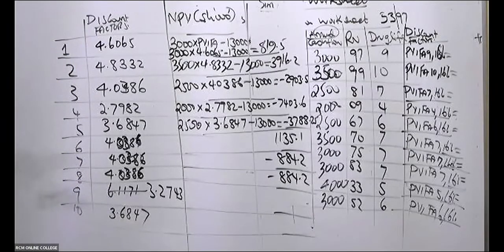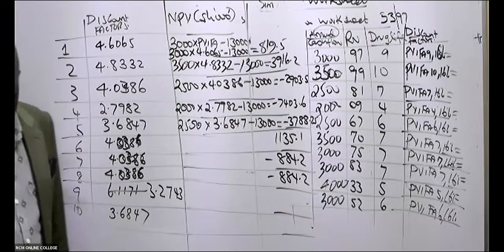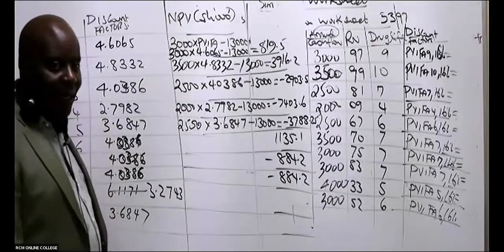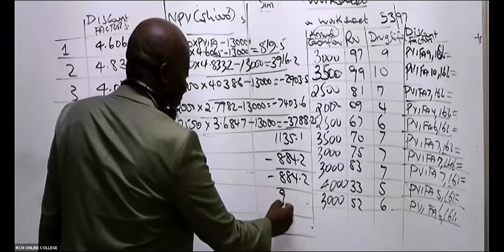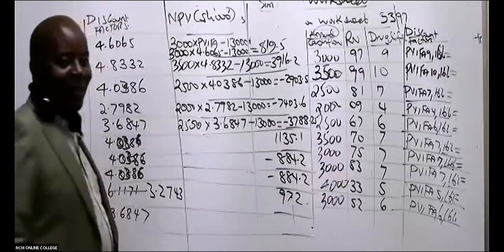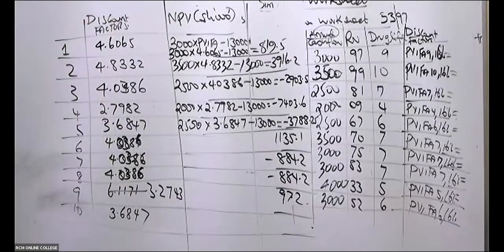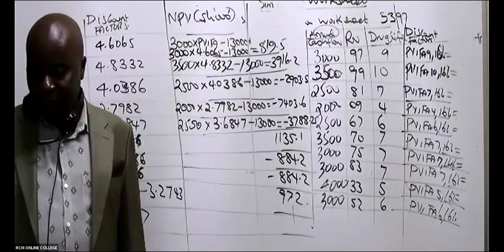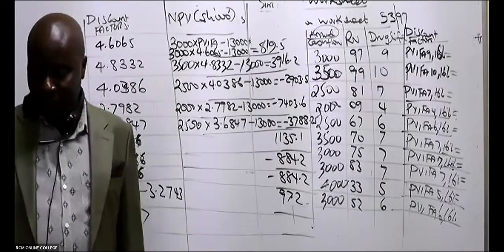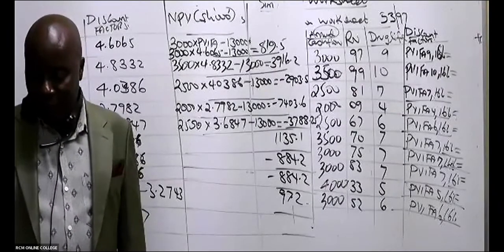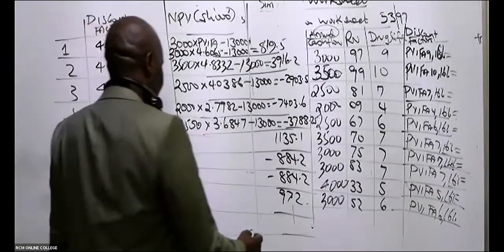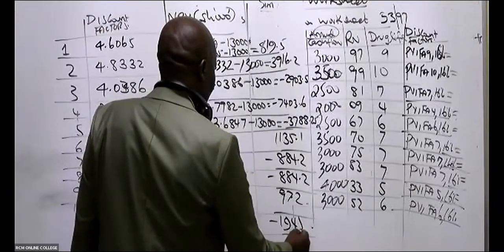I wish we had that again. We finish. 97.2. They're getting 97.2. Check. But 96 is equally close, I would give you all the marks. Negative 1945.9.